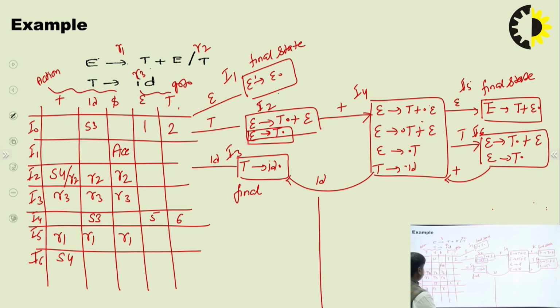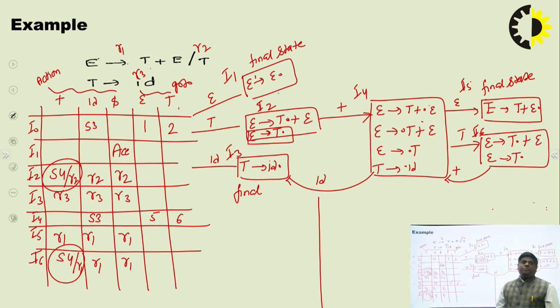And here is another problem, that is the I6. Here is also R1, R1, R1. Then in this table, in this section and in this section, shift reduce problems occur. In another lecture, I have explained what the shift reduce problem is, so please see lecture number 4.